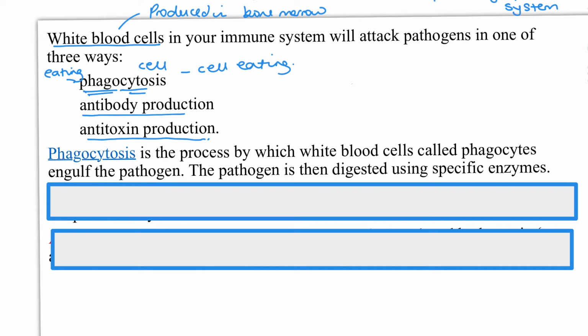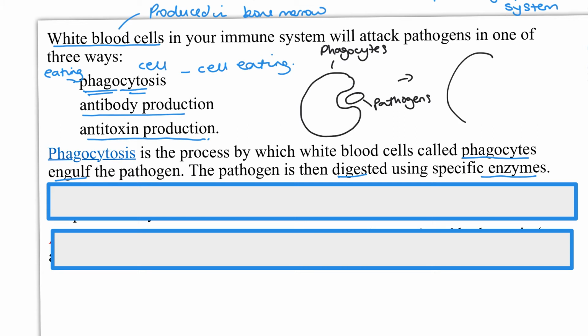So in phagocytosis, white blood cells, called phagocytes, engulf pathogens and then digest them using enzymes. So the phagocytes come along to where the bacteria is. They are attracted to the bacteria, they bind onto the bacteria, they engulf that bacteria into their body, and then they fuse that bacteria with a little sac we call a vesicle that contains loads of digestive enzymes, and those enzymes break down the pathogen.